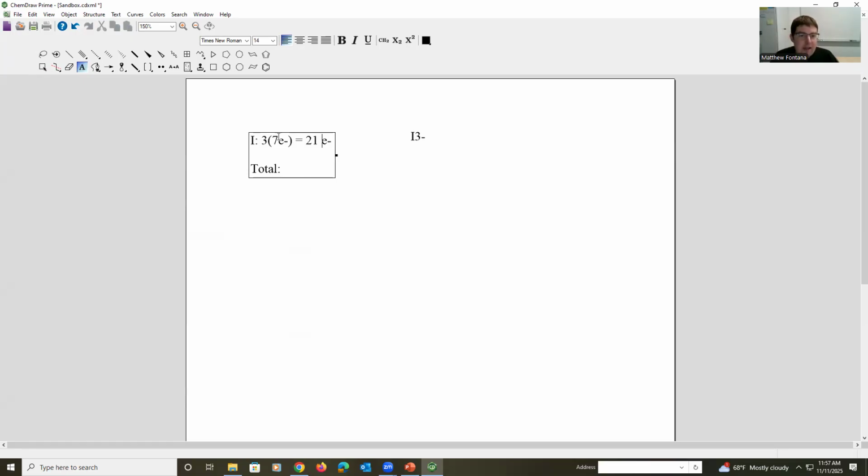Then remember it's I3 minus. So that means we are going to add one additional electron. You have the 21 electrons from the iodine atoms, and then you add one extra electron because it's I3 minus, it's an anion. And so that's going to give you a total of 22 valence electrons to use for this question. And so we can get started.